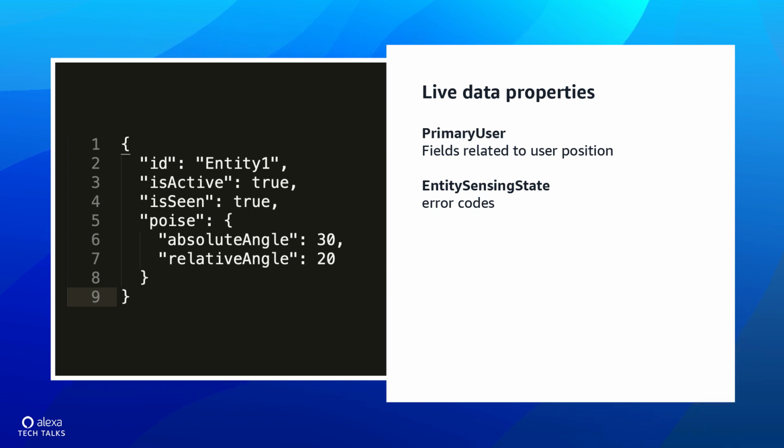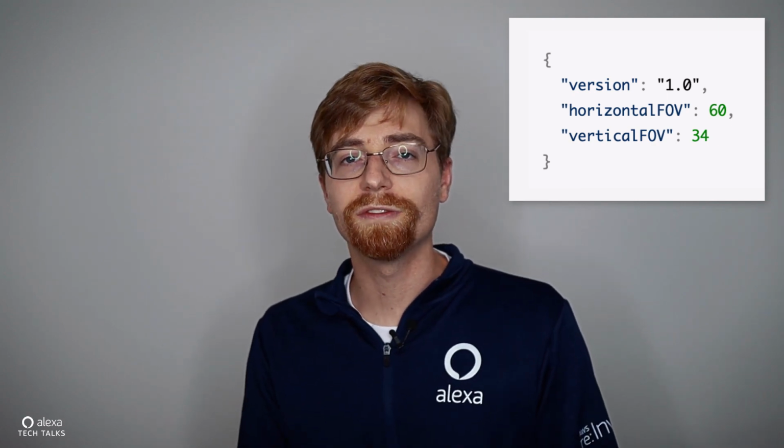So first up, we have some environment properties. So these are just static properties that are available in the APL data binding context. And they're going to reference device-specific values here. So first up, we have version. This will tell you the version of entity sensing that's running on device. And then we're going to see the horizontal and the vertical field of view. These are both values in degrees, which are going to tell you the field of view in the horizontal or the vertical extent.